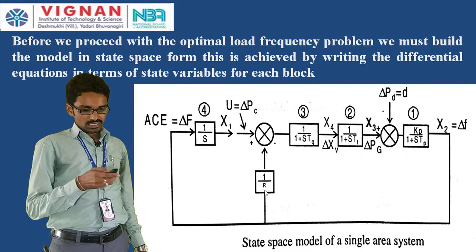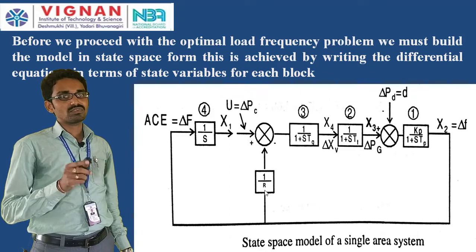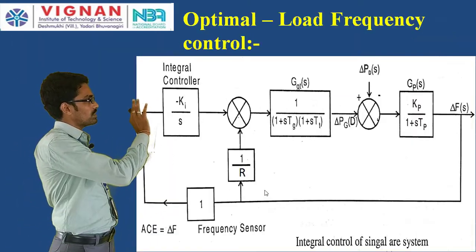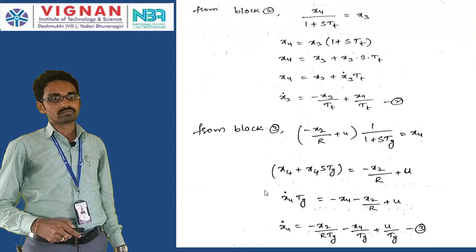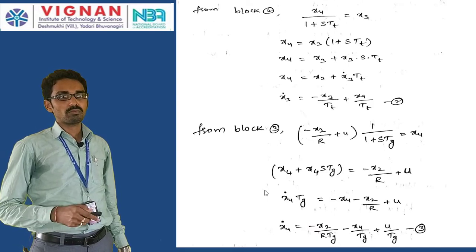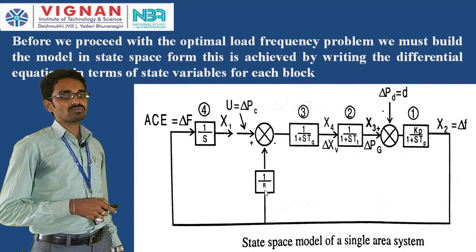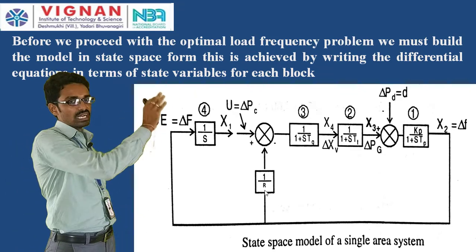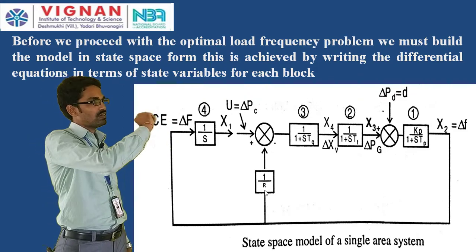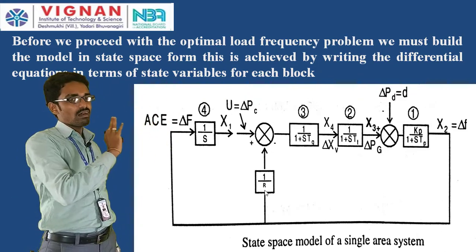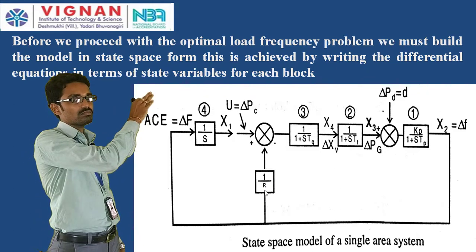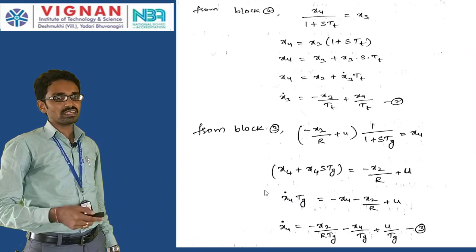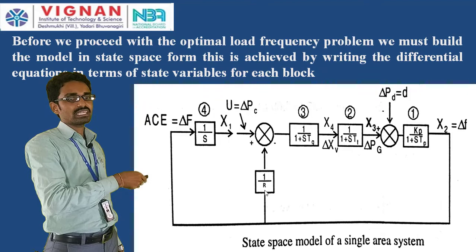So from block 3, that is 1 by 1 plus STg, block 3 represents 1 by 1 plus STg, that is your governor model. Here you have a governor model with two inputs. One input comes from 1 by R with x2, that is x2 by R, and another input is from u, that is from the integral controller. So here minus x2 by R means you have negative feedback.